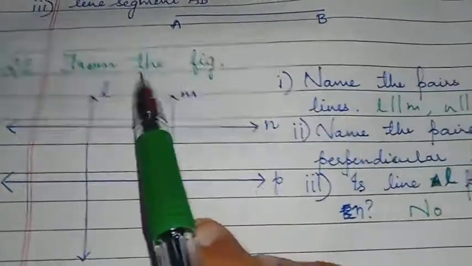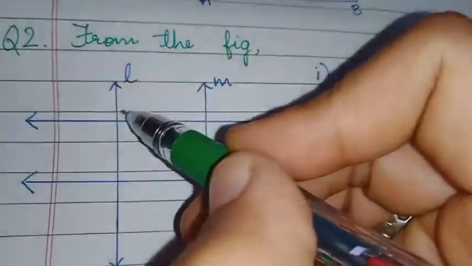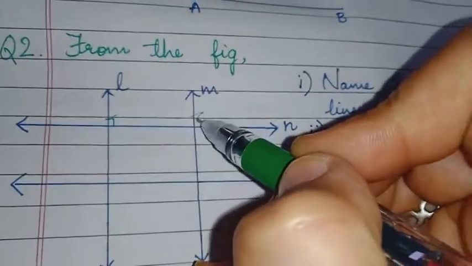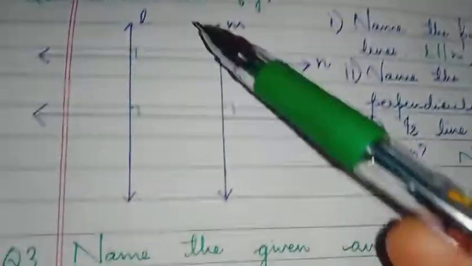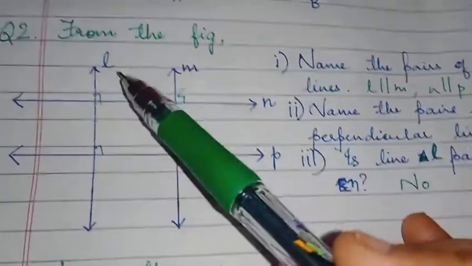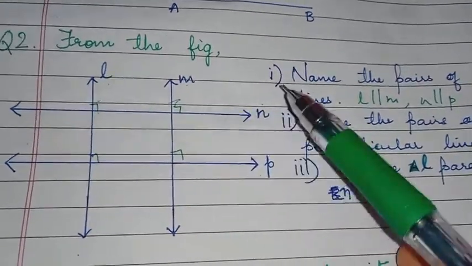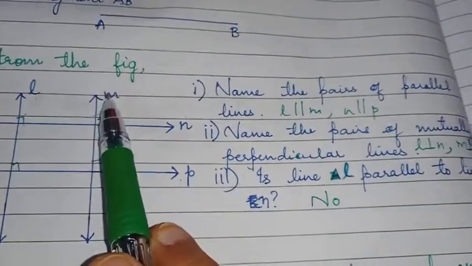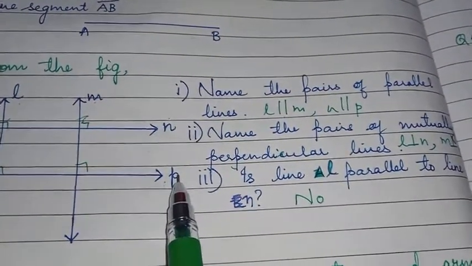Now question number 2, from the figure name the pairs of parallel lines. So you can see the figure here, line L and line M, line N and line P. So line L is parallel to line M and line N is parallel to line P. So line L is parallel to M, I have written here, and line N is parallel to line P.